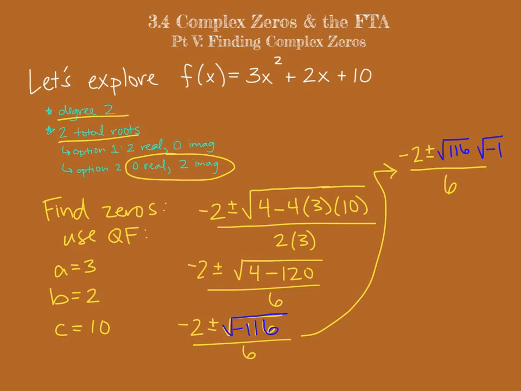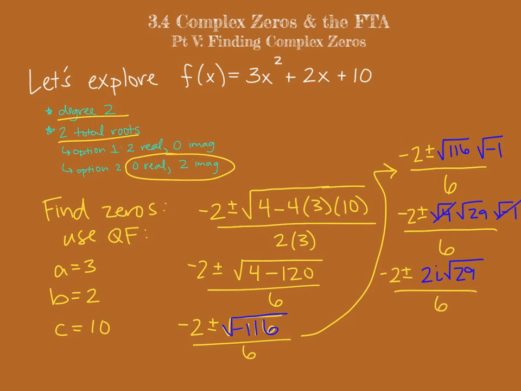The biggest perfect square factor of 116 is actually 4. And 4 times 29 gives us 116. So we'll have root 4 times root 29 to give us root 116, and then root negative 1, which is i. When we keep going, we have negative 2 plus or minus. The square root of 4 is 2. The square root of negative 1 is i. And the square root of 29 cannot be broken down anymore. And then that is all over 6.